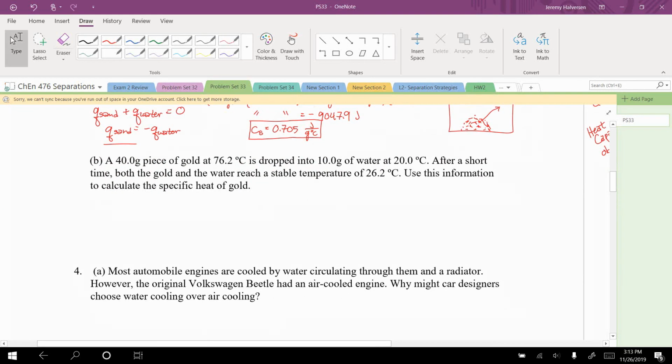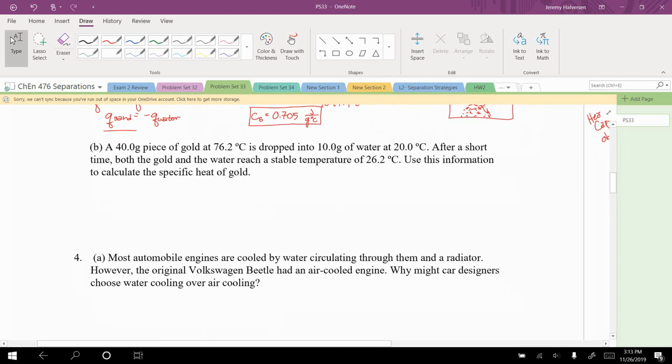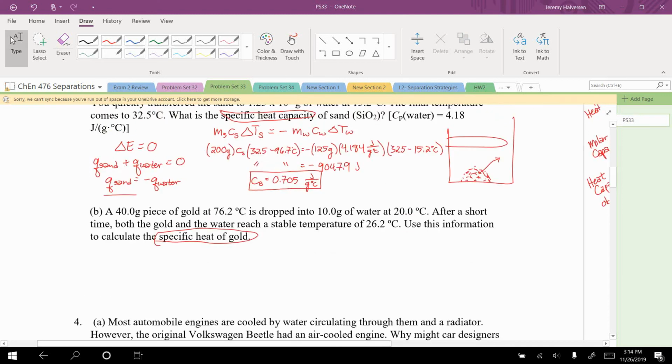Number 3, B now. It says a 40-gram piece of gold at 76.2 degrees Celsius is dropped into 10 grams of water at 20 degrees Celsius. After a short time, both the gold and the water reach a stable temperature of 26.2 degrees Celsius. Use this information to calculate the specific heat of gold. Okay, very similar problem. We're trying to find the specific heat of gold.